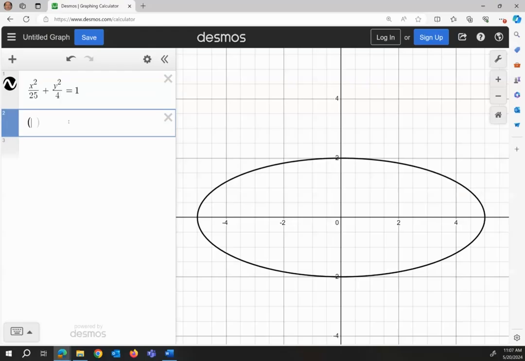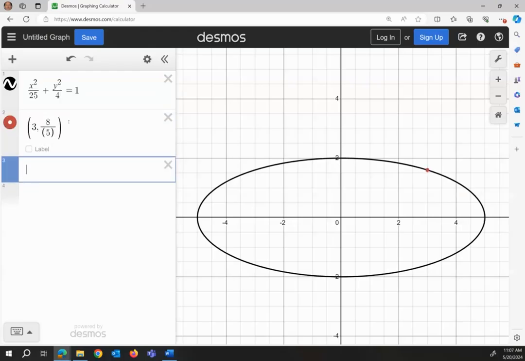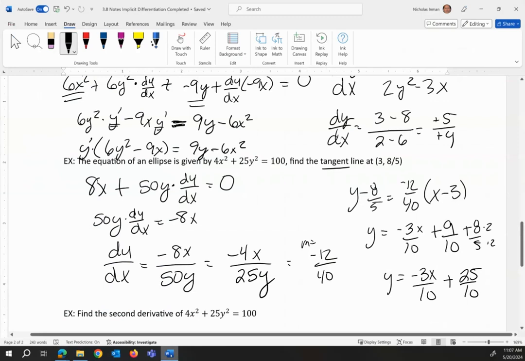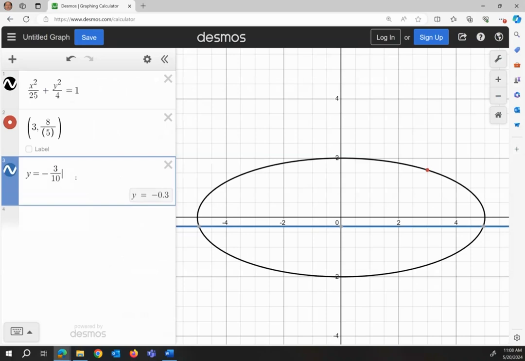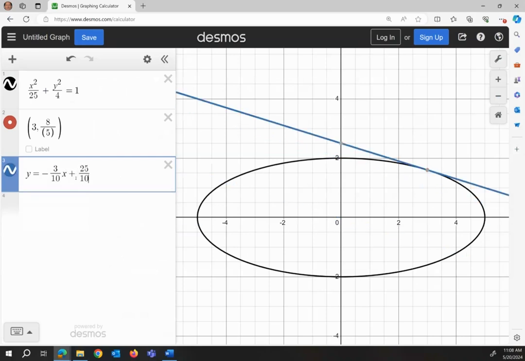We are saying we have a coordinate point 3, 8/5. Yep, right there. And then we have a tangent line. We said negative 3/10 x plus 25/10. And look at that, we do have our tangent line. We have checked that. That looks good. A tangent line to an ellipse.